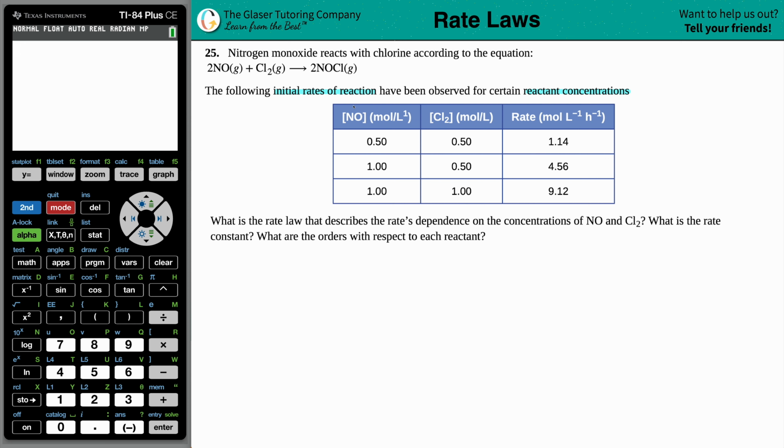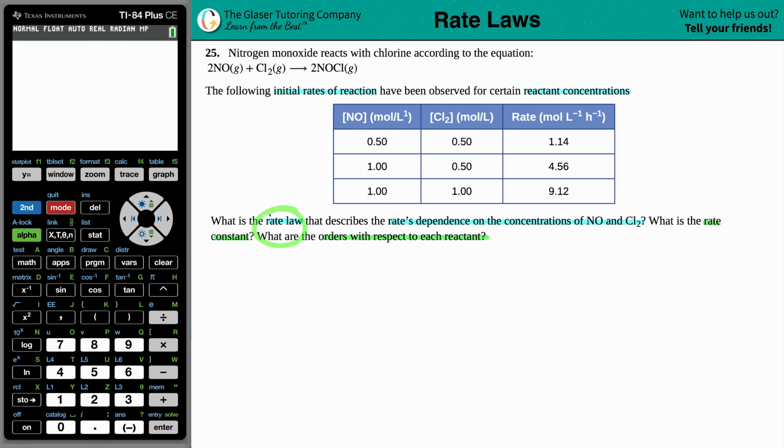Now in this table we have different concentrations of NO, nitrogen monoxide, with different concentrations of chlorine gas, so Cl2, and with these different concentrations, a rate of reaction was produced. Now the question here says, what is the rate law that describes the rate's dependence on the concentration of NO and Cl2? And then we have to find out what's the rate constant, and then what are the orders with respect to each reactant. Okay, so the first thing is they want us to find a rate law.